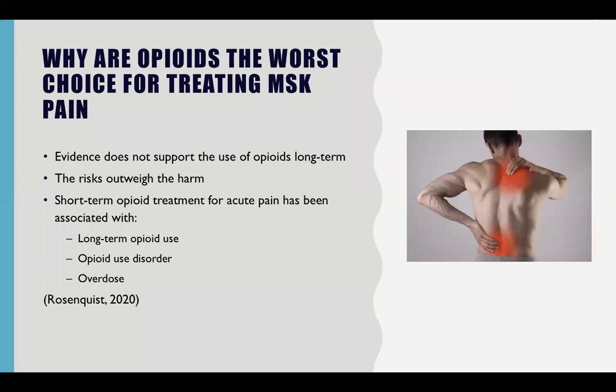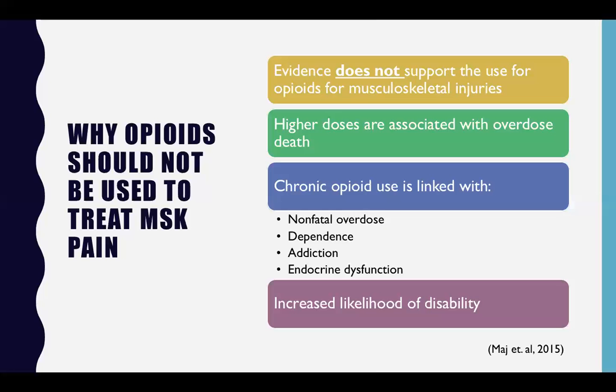So you may be wondering why opioids are so bad for treating musculoskeletal pain. Well, first of all, evidence does not support the use of opioids for long periods of time, and opioids used for new or acute pain can lead to addiction and overdose. As previously stated, with tolerance, increased dosages are required to get that same pain-relieving effect, and higher dosages are known to cause death due to overdose.